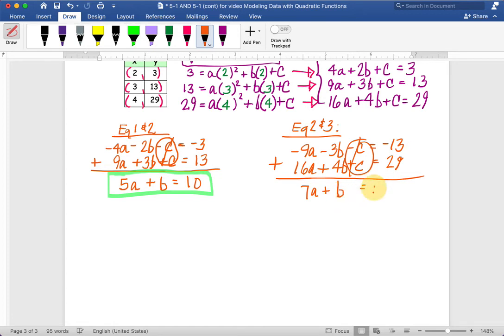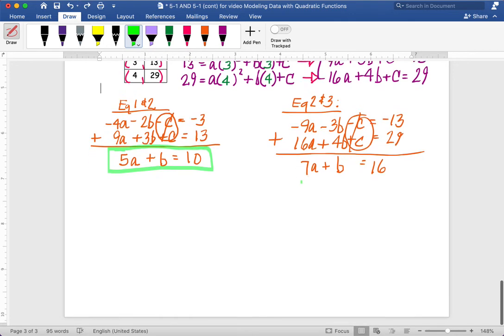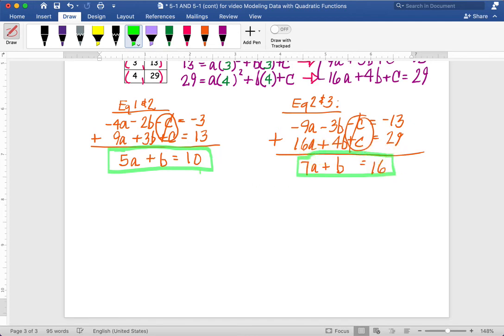equals 16. I need this equation. Sometimes this thing works really well and sometimes it's just weird. Okay, so I'm going to put these two together and eliminate b.